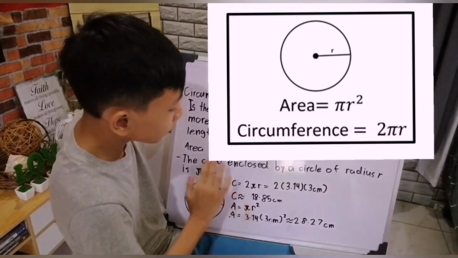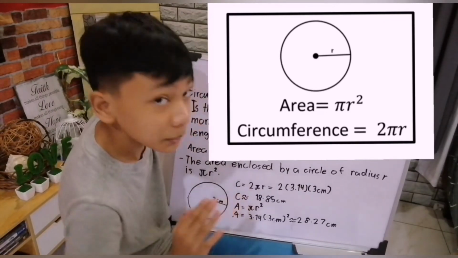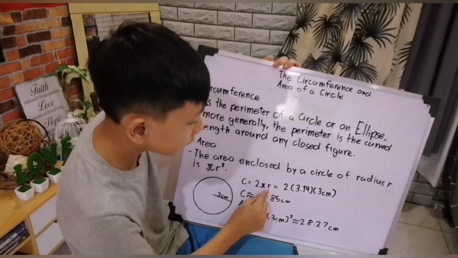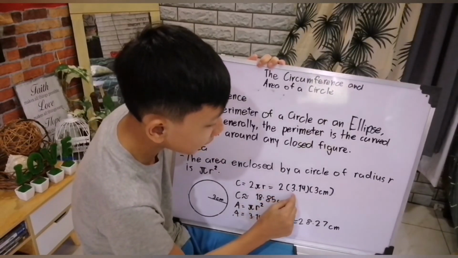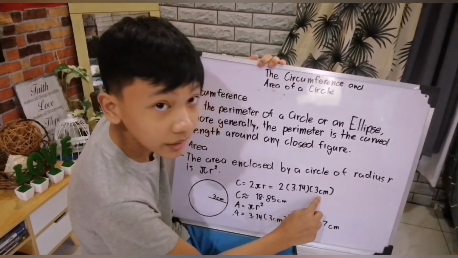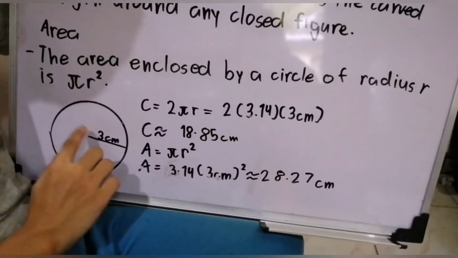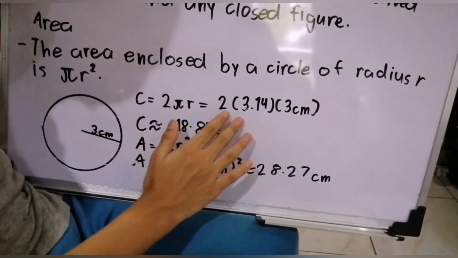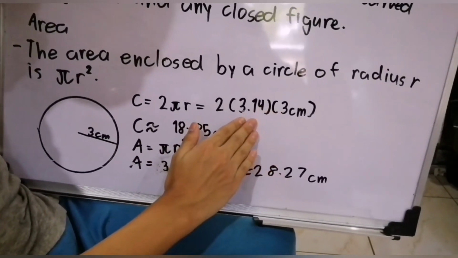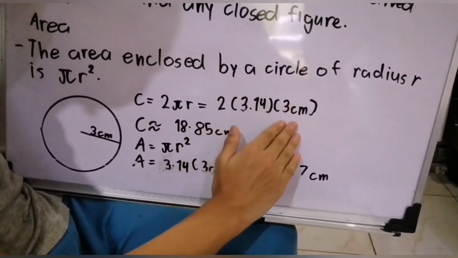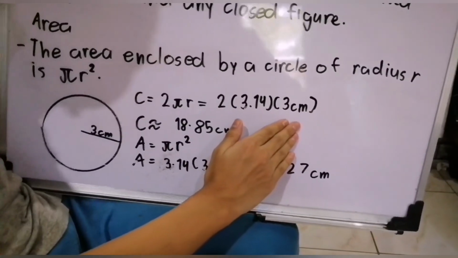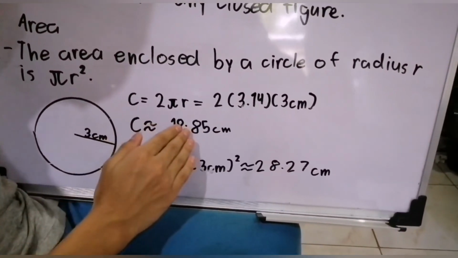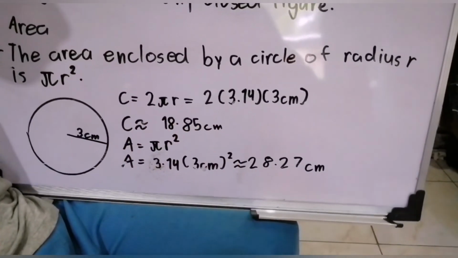To solve for the circumference of a circle, you must first use this formula, 2 pi r, which is equal to 2 times pi times the value of the radius. Given a radius of 3 centimeters, we will multiply 2 with the value of pi, 3.14, and the value of the radius, 3 centimeters, which roughly equates to 18.85 centimeters.